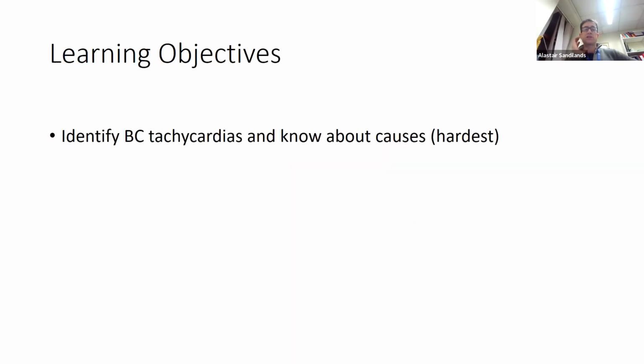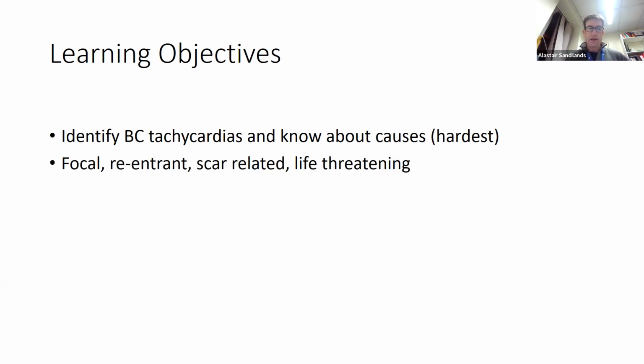So today, we're going to identify broad complex tachycardias and know about the causes. These are probably the hardest bunch of ECGs that you will have. They could be related to focal areas, so ectopic beats. Focal, all the beats will look the same shape. Reentrant around scars, possibly. And also they could be life-threatening.